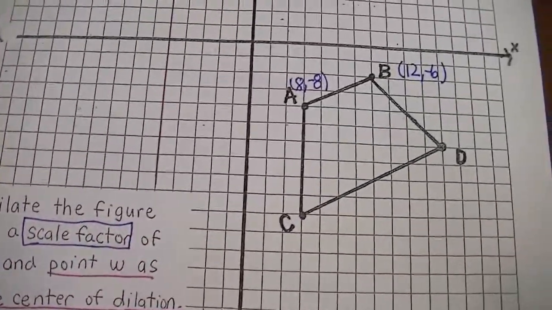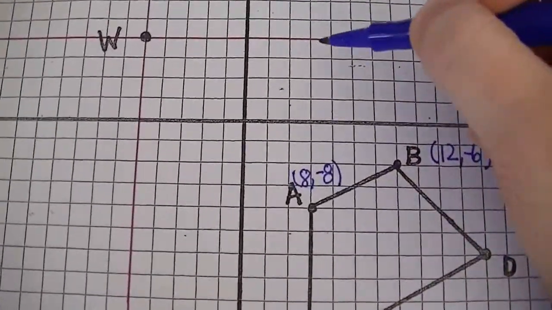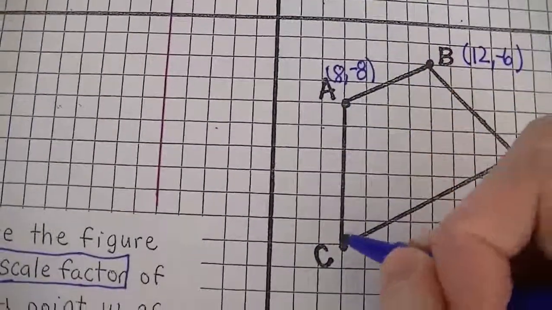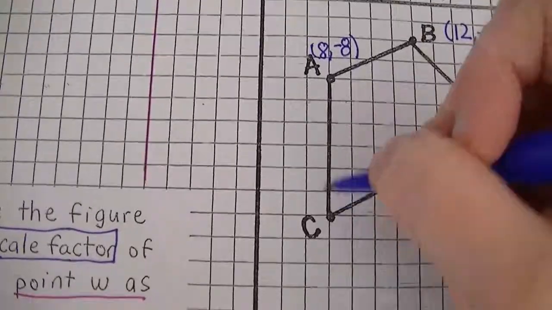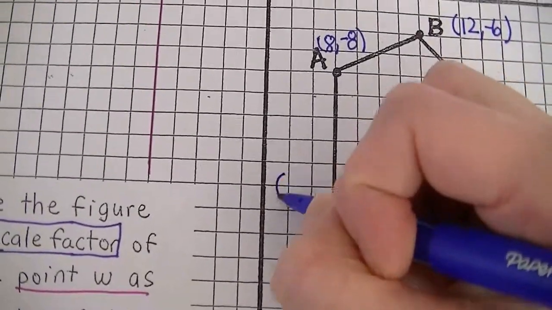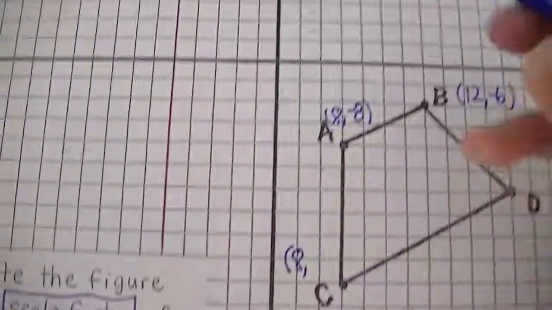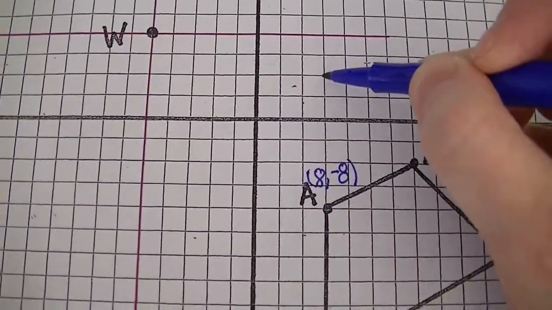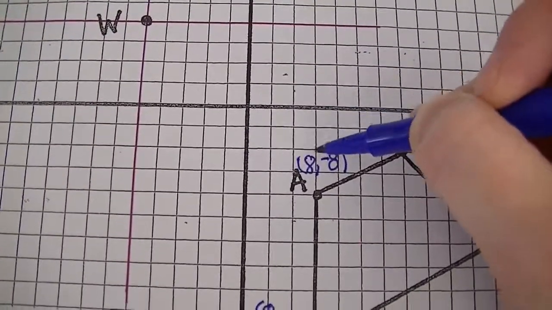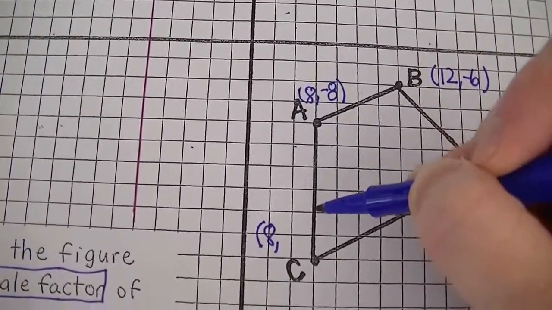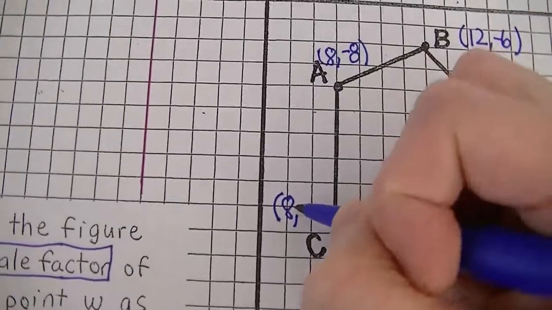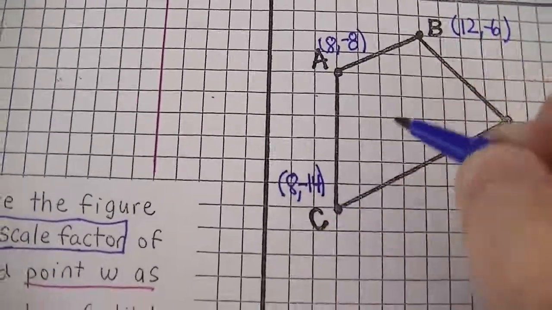And then let's go ahead and look at C. So I know it's at 8 already because it's on the exact same segment as A. And it's going to be negative 1, negative 2, negative 3, negative 4, negative 5, negative 6, negative 7, negative 8, negative 9, negative 10, negative 11, negative 12, negative 13, negative 14. So 8, negative 14.